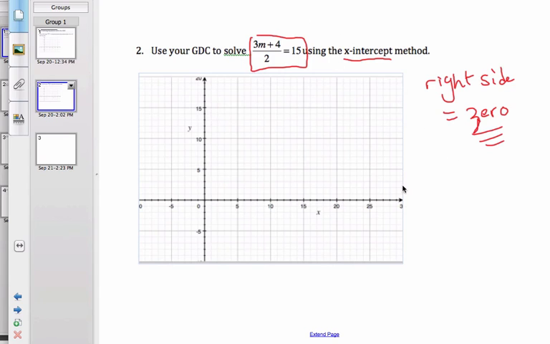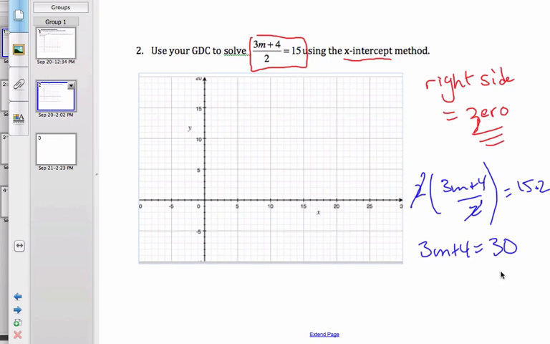So if I take this equation, how am I going to make one side equal to 0, Mr. Cole? Okay, I would get rid of the fraction first, so if you multiply everything by 2. So I go 2 times this side of the equation, equal to 15 times 2. We're going to get 3m + 4, because those 2's cancel out, equals 30. Then, to make one side equal to 0, I'm going to subtract the 30. And so I get 3m - 26 = 0.